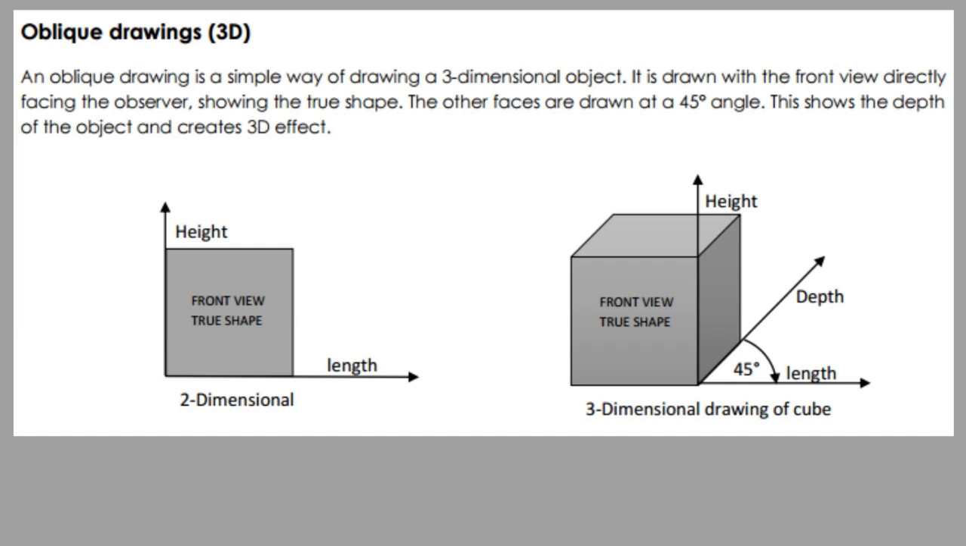How to draw a 3D oblique drawing of a cube. We will use squared, quadrant paper, grid paper, to draw on. The squares will allow us to draw diagonal lines at a 45 degrees angle. Height, length, front view, true shape, 2-dimensional, 45 degrees. Height, depth, length, front view, true shape, 3-dimensional drawing of a cube.